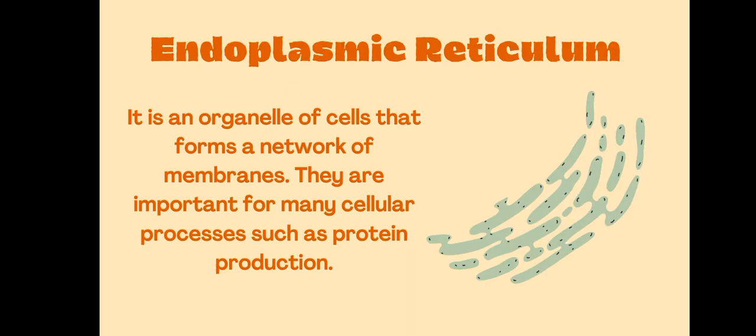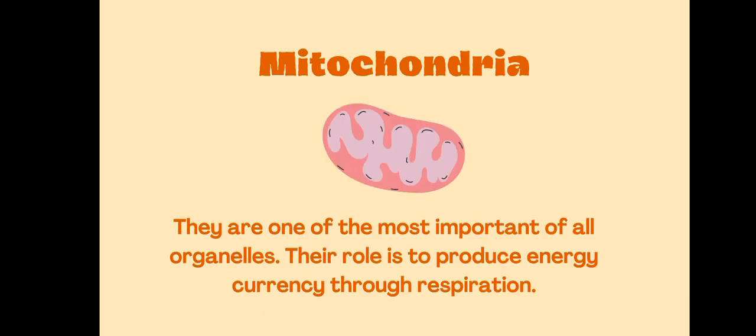The next one is the endoplasmic reticulum. It is an organelle of a cell that forms a network of membranes. They are very important for many cellular processes, for example protein production, because of having ribosomes on them. What are ribosomes? You should watch another video for that.